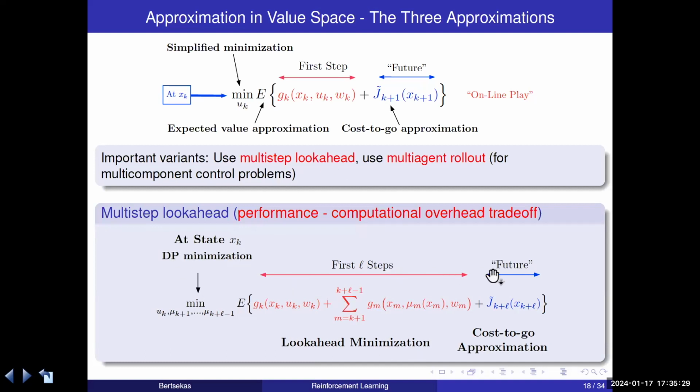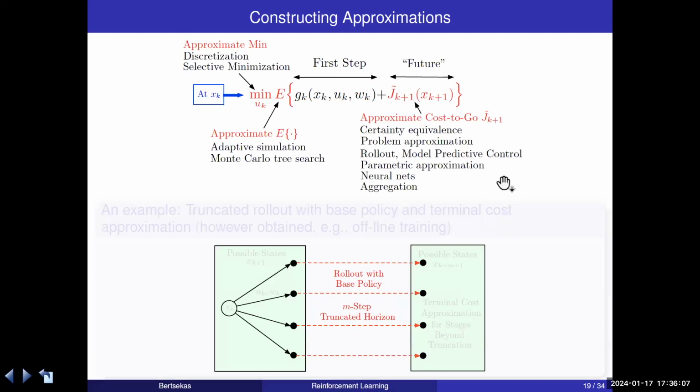Now, in multi-step look ahead, we also have the 3 approximations. There's cost to go approximation, expected value approximation, and approximate minimization here. So that's the landscape of approximation in value space, and that's what we're going to be dealing with for about 90% of the course. Various ways to do these 3 approximations in various contexts. Okay, let me go to the next slide, and then you can ask questions.